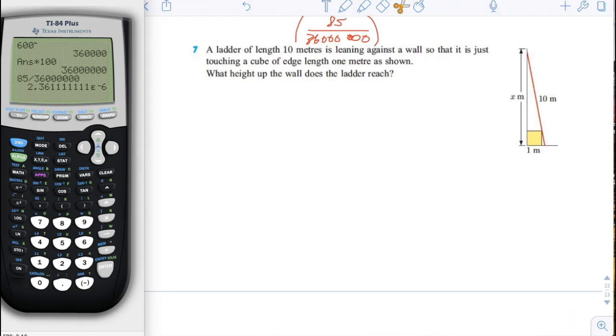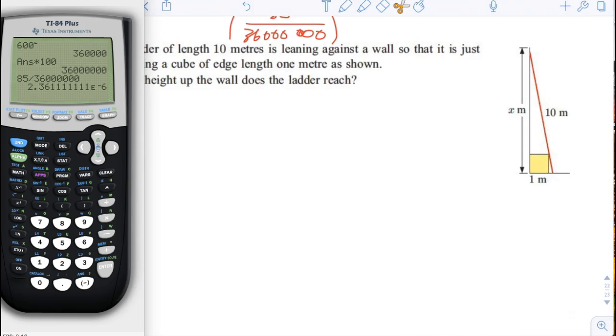Number 7, a ladder of length 10 meters is leaning against a wall so that it just touches a cube of edge length 1 meter as shown. What height up the wall does the ladder reach? Okay, so this is one of those trig problems, and probably we're going to use Pythagorean's theorem. If you look at the big triangle, one of the sides is 10, one of the sides is x, and the other side on the bottom is 1 plus a little piece right there. So we'll call that 1 plus y.